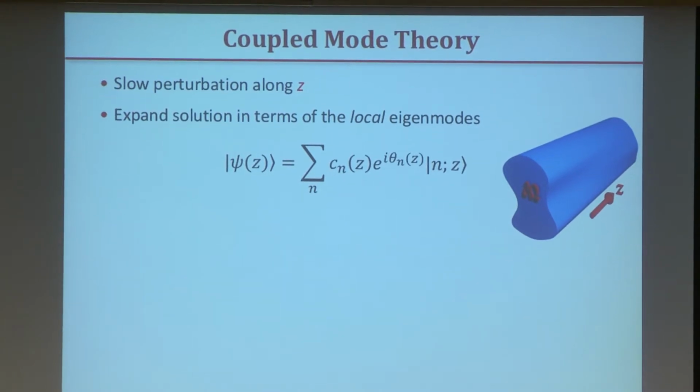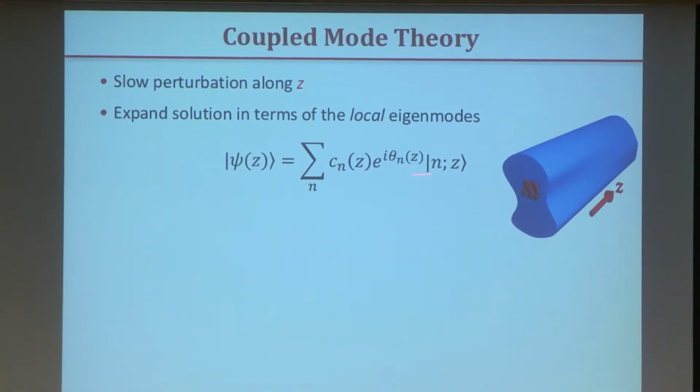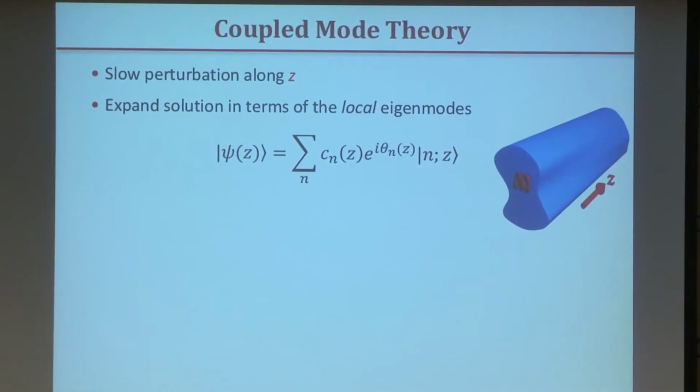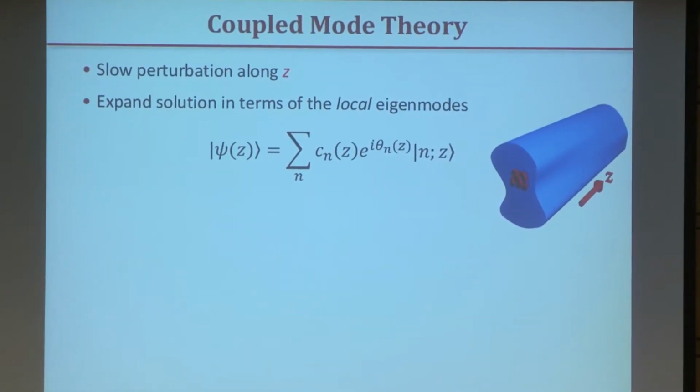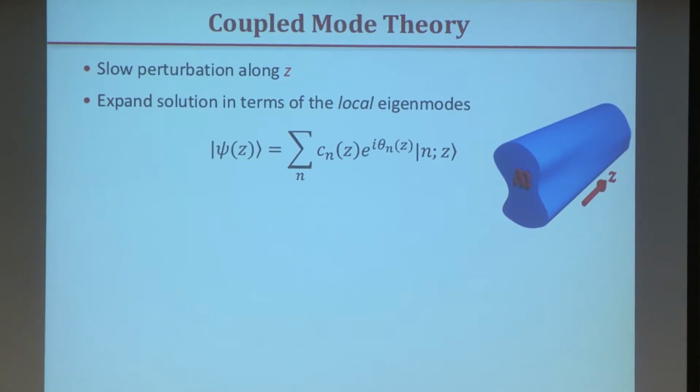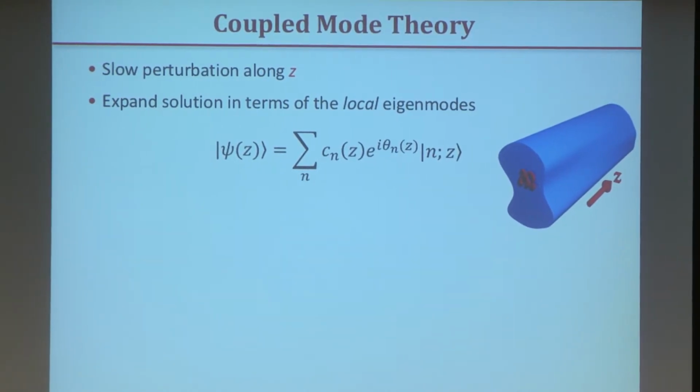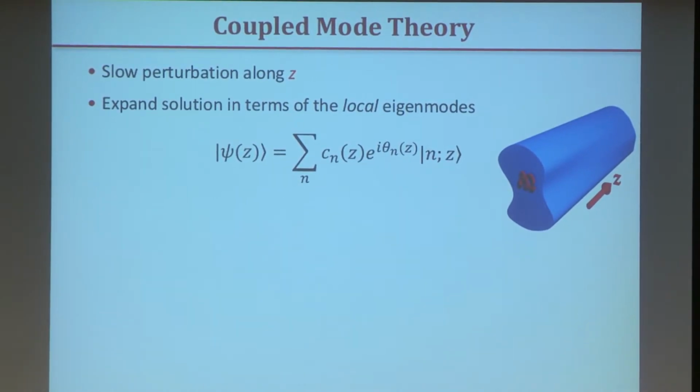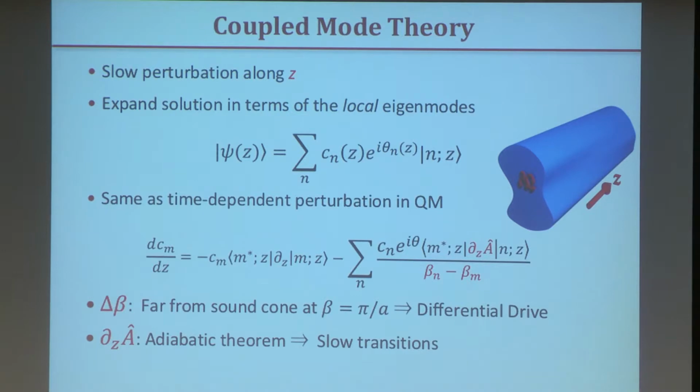So to do that, we solve it like in quantum mechanics. We just assume the solution at any z will be a superposition of the local solution, of the instantaneous solution, if you talk about time-dependent perturbation in the Schrodinger equation. But of course, here it's z. So this is how we will express our solution. And then we substitute in the equations that we have, our master equation, and we get this rate of change for the expansion coefficients.